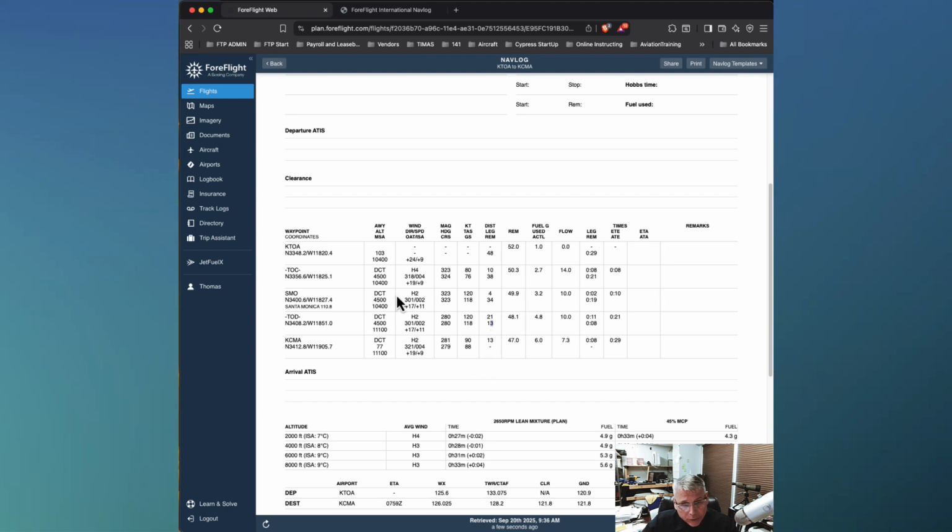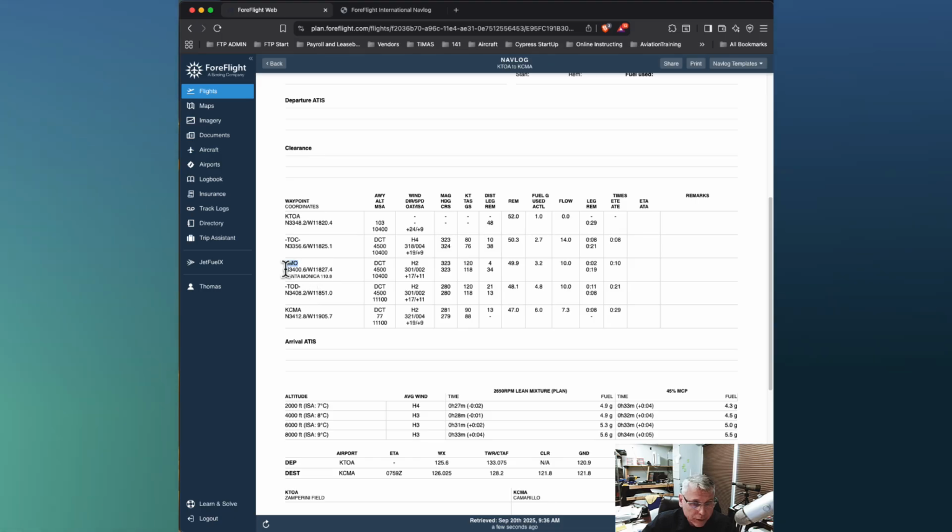All right, so what I want to do is go through one of these and break each of these down. So let's take a look at the Santa Monica leg. And we're going to go to our top of descent, which looks like about 4 nautical miles before we start that descent. So Santa Monica.